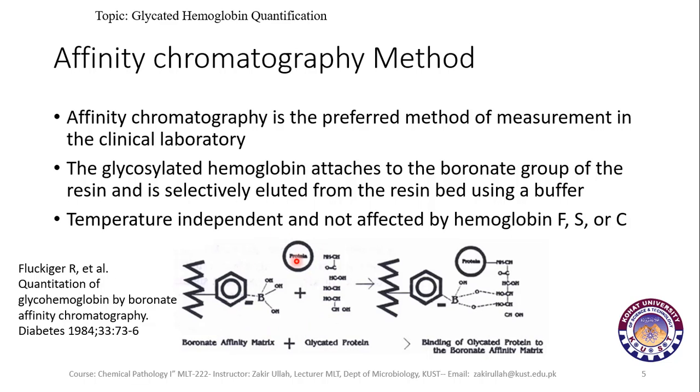This is the reaction of the affinity chromatography method, in which a boronate affinity matrix bonds with the glycated protein of the hemoglobin, and they form a boronate glycated protein complex. This complex is eluted with the help of a buffer from the resin bed, and its value is calculated.